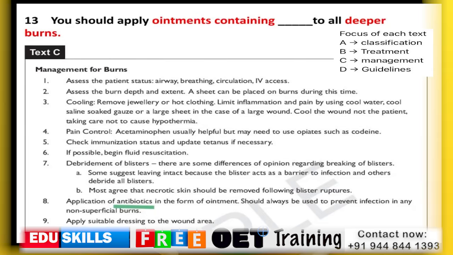In the question stem, they are asking you should apply ointments. In the text they are giving should always be used. So you should apply ointments, already given ointments containing what? Containing antibiotics. Application of antibiotics in the form of ointment should always be used to prevent infection in any non-superficial burns. As we know, superficial means it's the top one, and non-superficial means it's a deeper burn. In the text they are giving non-superficial burns, and here in the question stem it's deeper burn. So that is the synonymous language. Non-superficial and deeper.